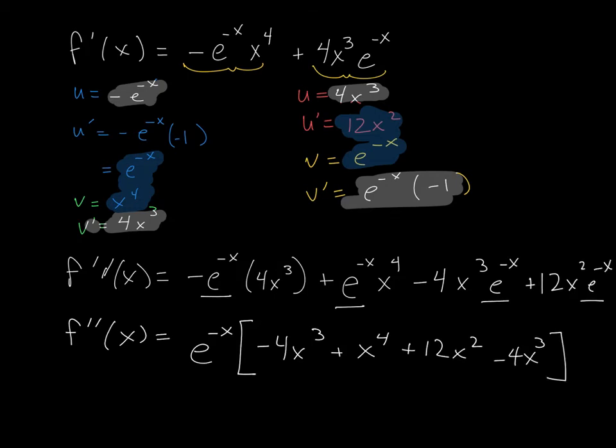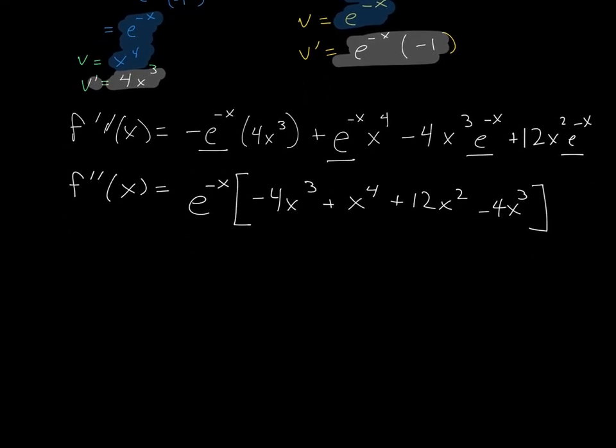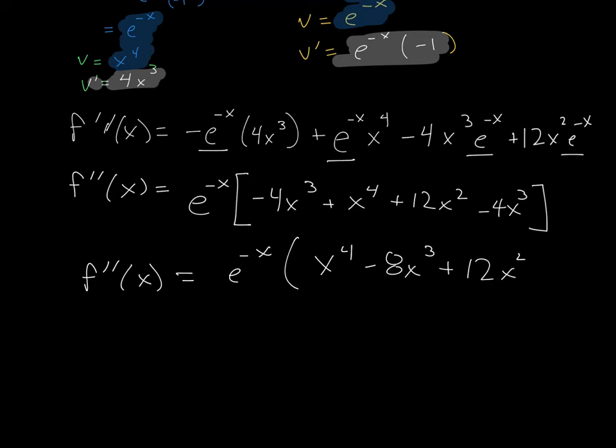And now this is much more manageable as a function. I want to go ahead and simplify inside here. I'm leaving this as e to the negative x, combining my like terms and writing in descending order, and I have that as x to the fourth minus 8x to the third plus 12x squared. And at this point you can probably see we have another GCF inside here as x squared.